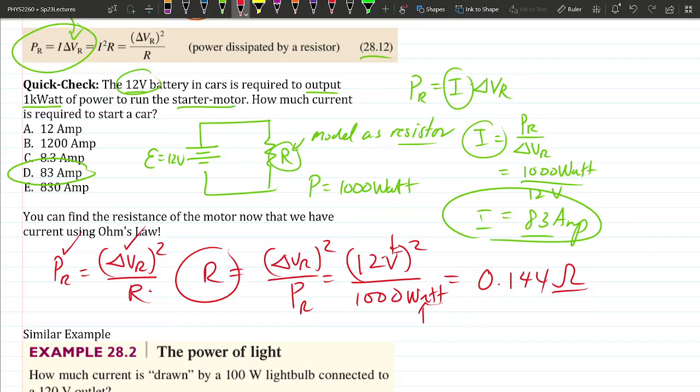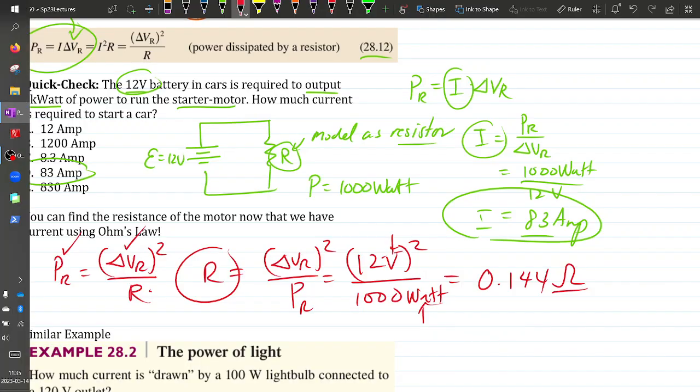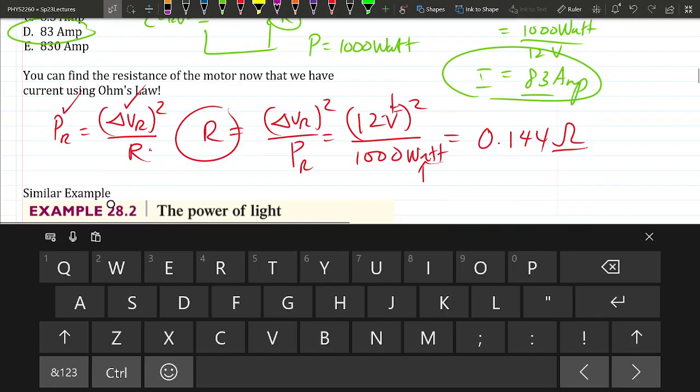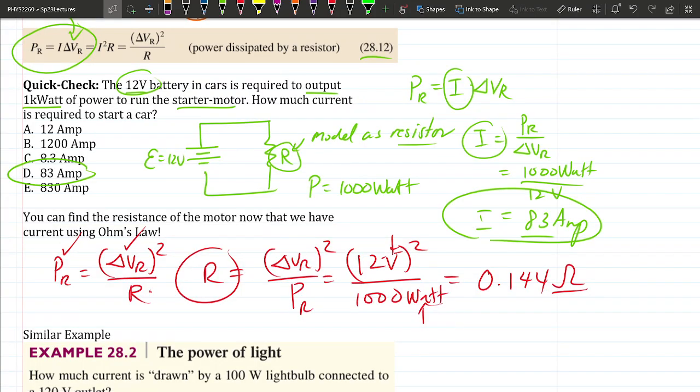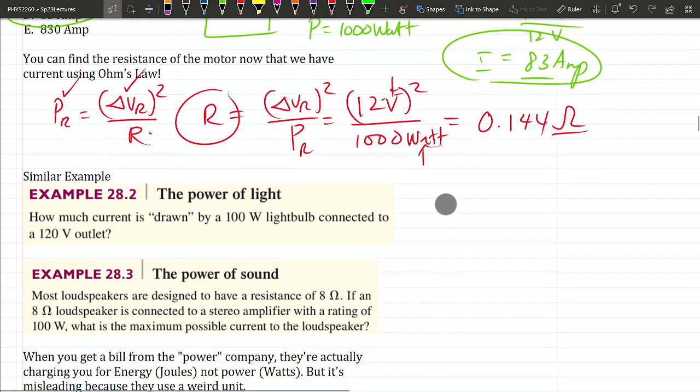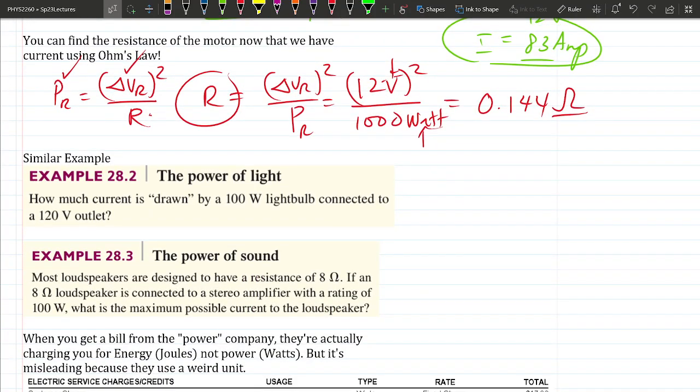So that's how you can play around with all these different variables to get one or the other. A lot of the homework problems are going to give you different pieces of information, and then you have to solve the equation for one of the pieces. There are more examples in the textbook.